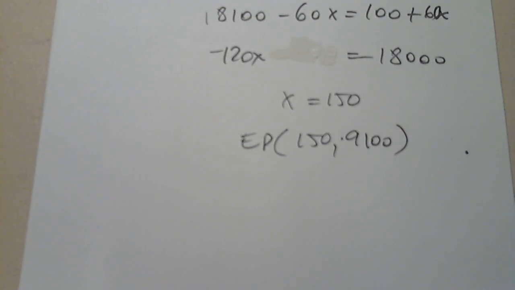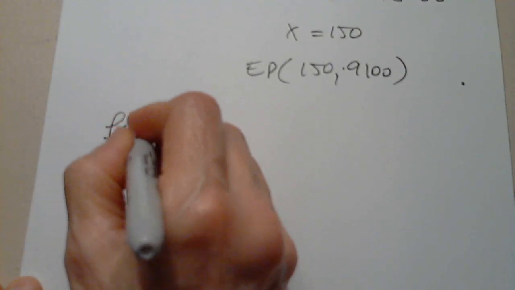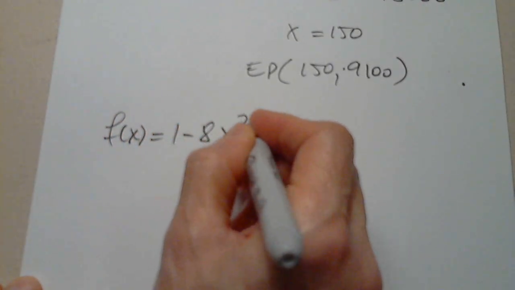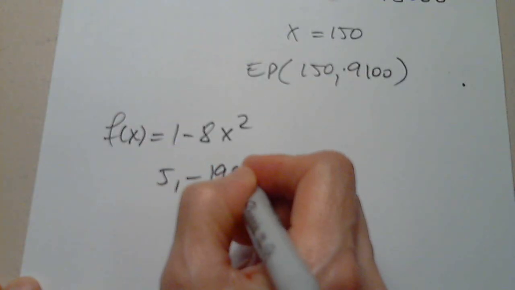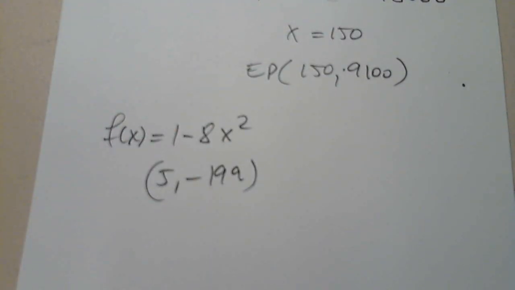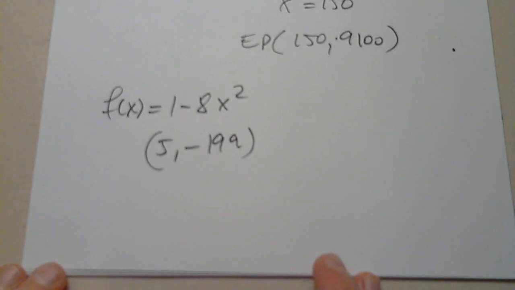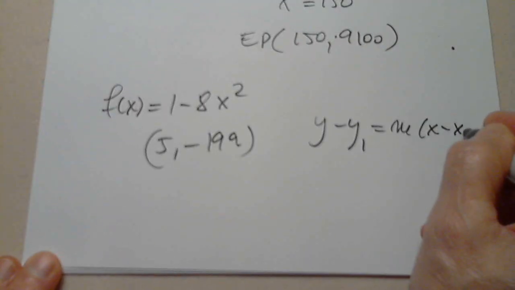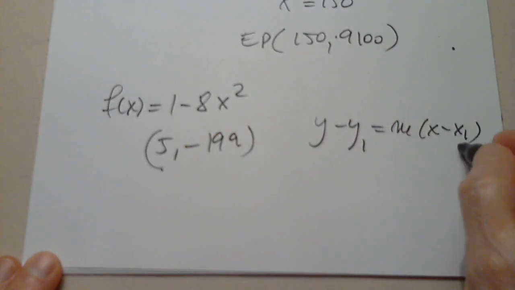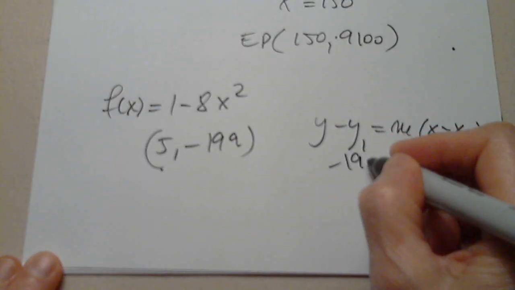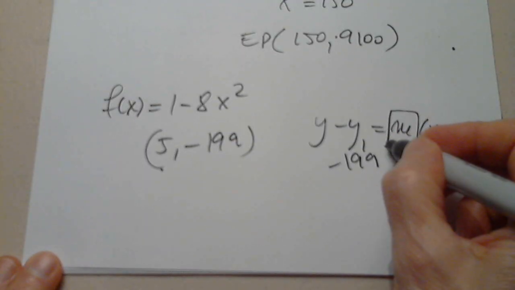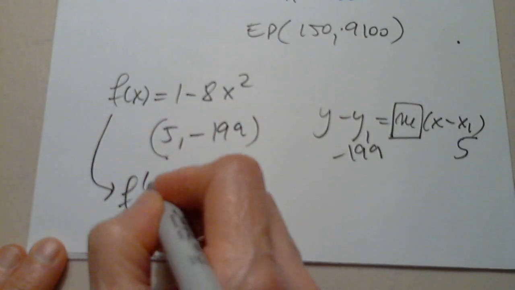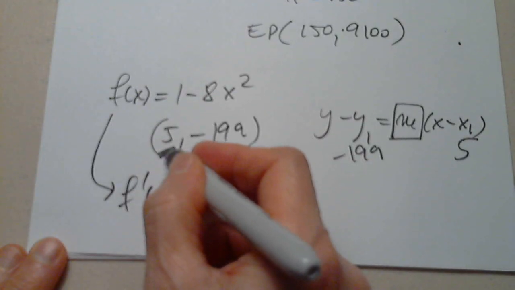24. Find the equation of the line tangent to the graph of this. Very good. This is a major topic, as you remember. So we have f of x equals 1 minus 8x squared and the point 5 comma negative 199. In order to determine the equation of this tangent, we have y minus y1 equals the slope times x minus x1. This is our x1. This is our y1. But we need to determine the slope. Well, all I have to find is f prime of x and plug in 5.